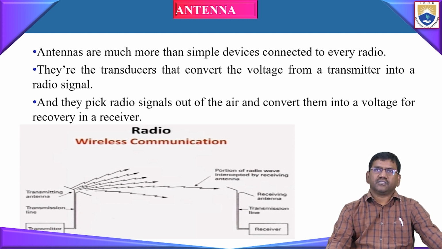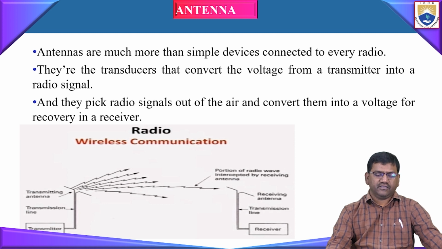These antennas are much more simple devices connected to every radio. The radio waves and the electromagnetic waves are both similar, having the same meaning. These are the transducers that convert the voltage from a transmitter into a radio signal. A transducer is a device which converts one form of energy into another form of energy. So this is another definition for an antenna.